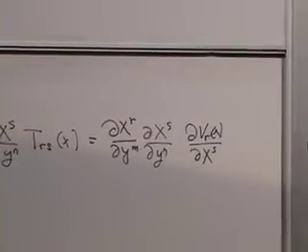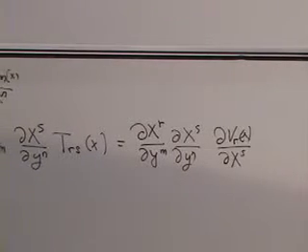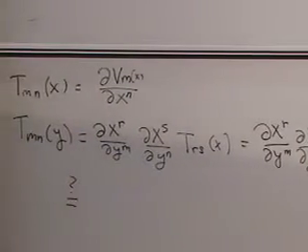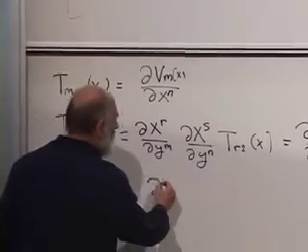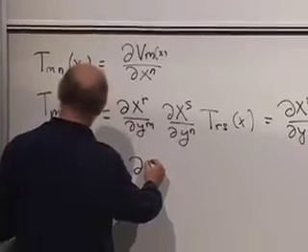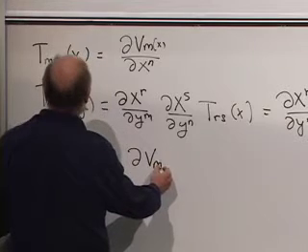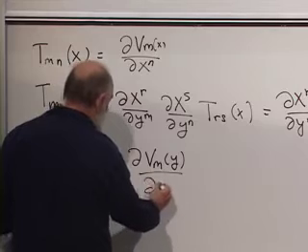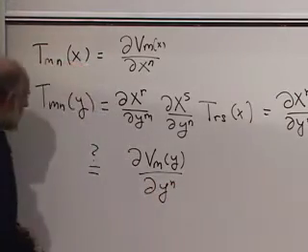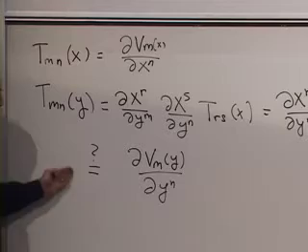And my question is this: is this or is this not equal to the derivative of Vm of y with respect to yn? The symbol equals with a question mark doesn't mean it's equal, it means is it equal? Not it is equal, but is it equal?